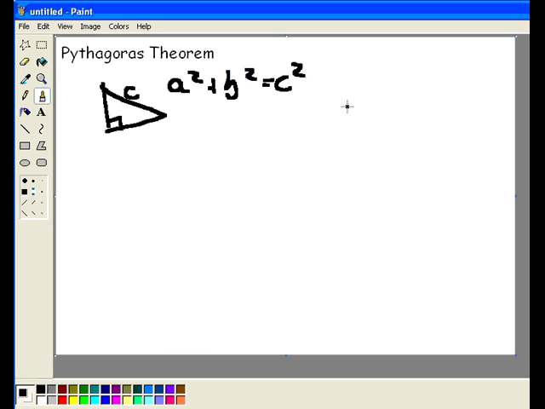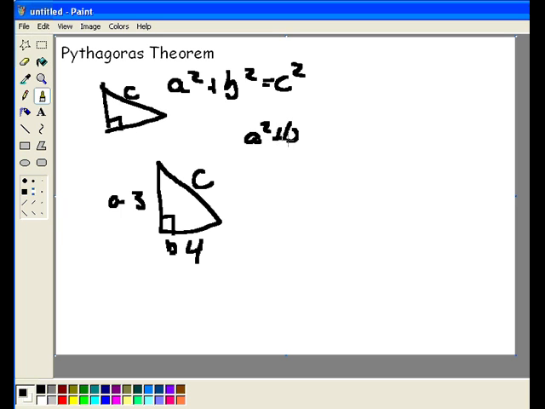Anyways, here's how you use a squared plus b squared equals c squared in an actual equation. You will quite often be given a triangle where the a side is 3, the b side is 4, and the c side is the unknown. So you need to solve for c. Well, using our formula, a squared plus b squared equals c squared, we pump in the 3 squared plus the 4 squared, and it's going to equal our c squared.